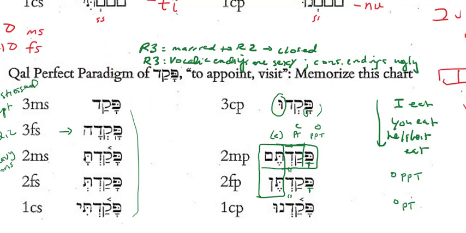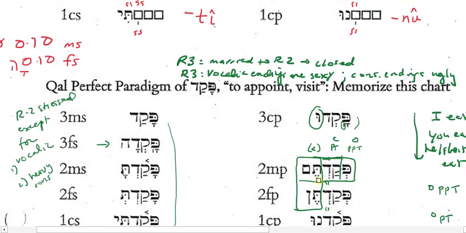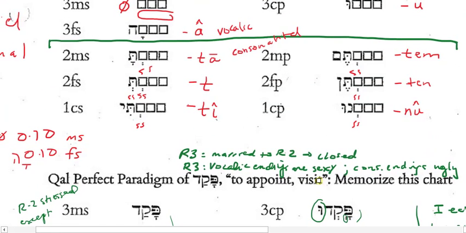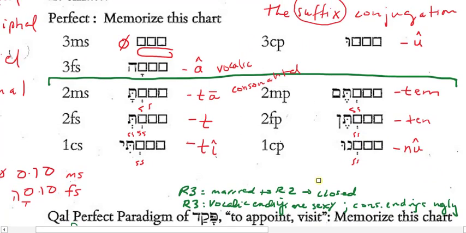And so notice then that what we end up getting is not a kametz, where we have it everywhere else under root 1, but a vocal schwa. Okay? Tem and ten. Let me go back over here to our transliterations of these personal endings. My personal endings are ta, t, ti, tem, ten, nu for the consonantal ones.